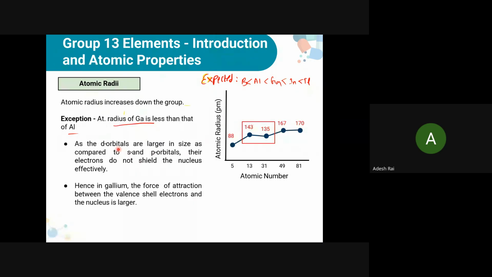You would have heard of lanthanoid contraction, right? Lanthanoid contraction. Similarly, gallium undergoes transition contraction. This is d-block contraction. Are you getting my point? Have you understood this or no?